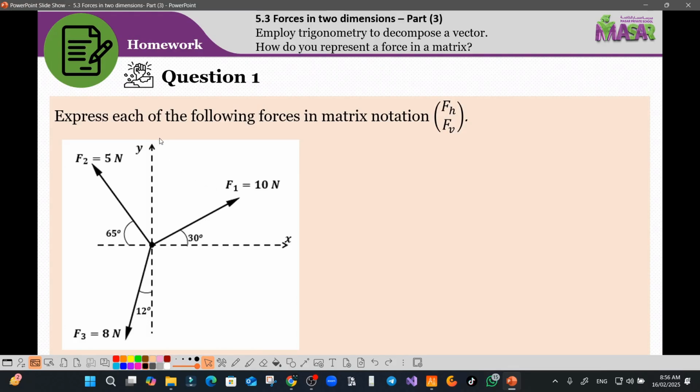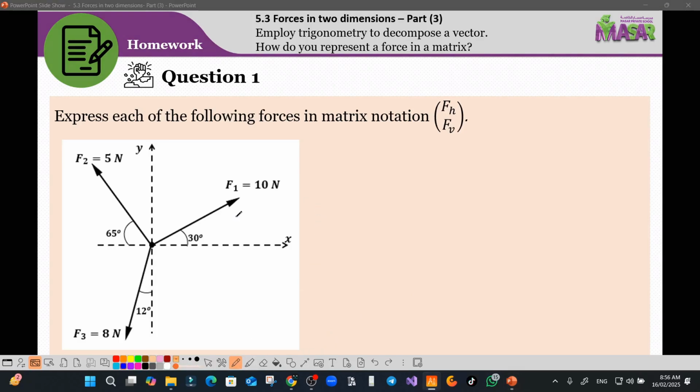Now express each of the following forces in matrix notation. In order to do that, we're going to work on each force independently. So let's start with F1. For F1, the measured angle here is with respect to the x-axis. So this is theta with respect to x, which means the cosine should belong to the x component or the horizontal component. So let me write F1H and F1V.